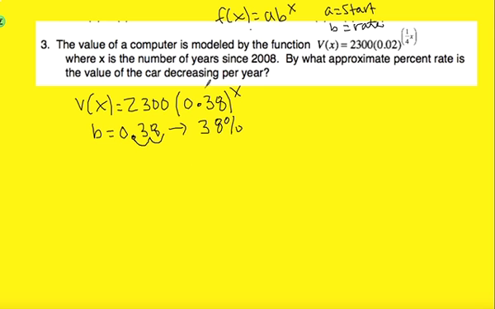So I know that my rate is decreasing because it's less than 1. And anytime it's less than 1, that means it has to be decreasing. But I have to figure out by how much it's decreasing. So I start with 100% and subtract out 38%. When I do 100 minus 38, I borrow from that 10, make it a 9, so then I can have 10 minus 8, which gives me 2, and 9 minus 3, which gives me 6. So that gives me 62%. So the approximate percent rate the value of the car is decreasing per year is 62%.